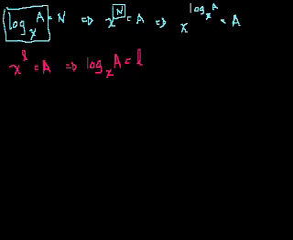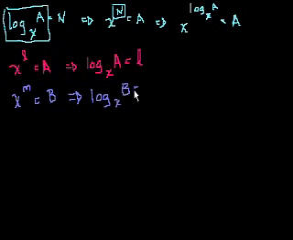I just rewrote what I wrote on the top line. Now let me switch colors. If I were to say that x to the m is equal to b, same thing, I just switched letters, that just means that log base x of b is equal to m, right? I just did the same thing that I did in this line. I just switched letters. So let's just keep going and see what happens.